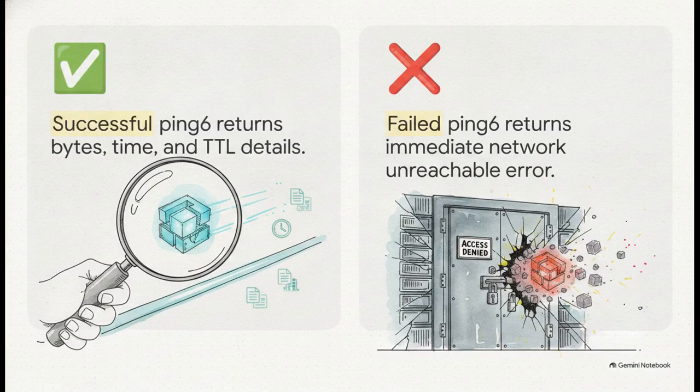And honestly, reading the output is an art form in itself. Recognizing the difference between a successful response, which gives you the byte sizes, the time, and the TTL, and an immediate network is unreachable error tells you so much. That immediate failure usually tells you instantly that the address is missing from the interface entirely, or maybe you're missing a default route. Basically, it means your packets didn't even make it out the front door.